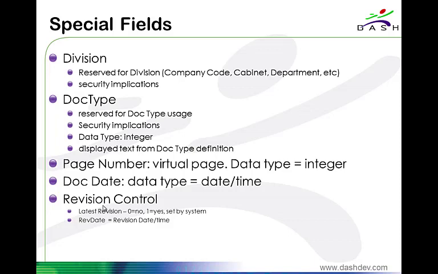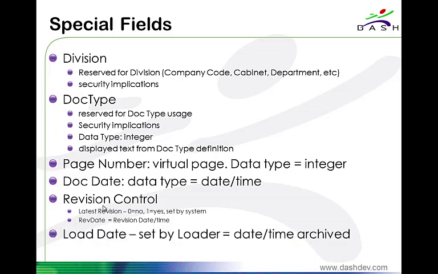Revision control has a couple of fields related to it, one called latest revision, meaning is the document in question the most current revision or not? 0 for no, 1 for yes, and this is set by the system by DDX based on the rules that you've set up. And then there's a revision date time that is used in identifying what's the most current revision. Those two fields are reserved for those purposes.